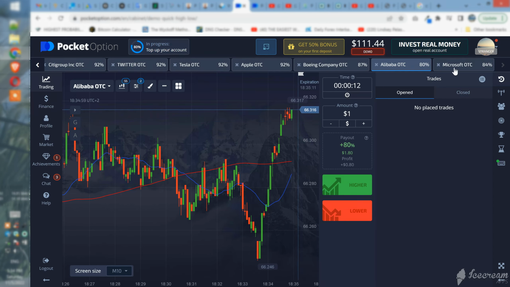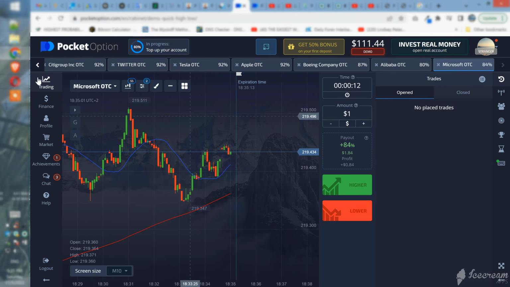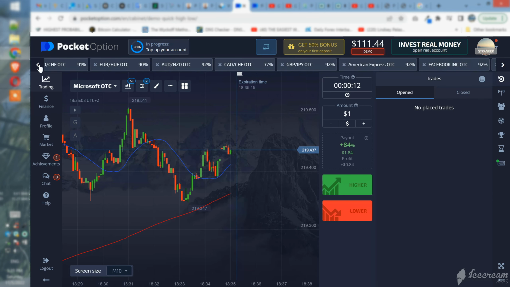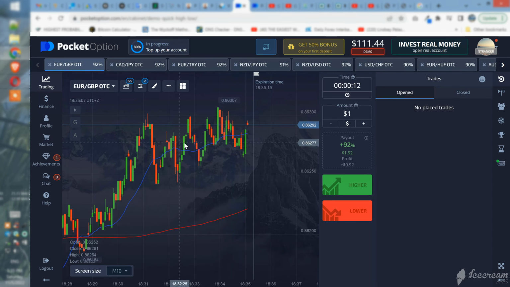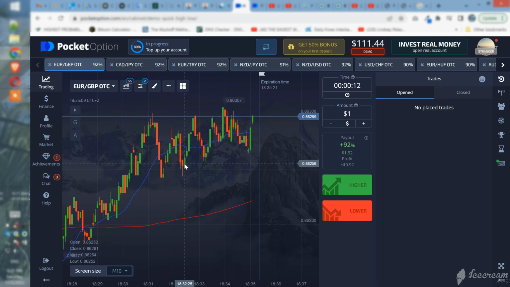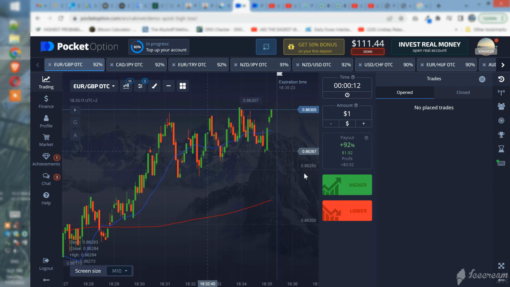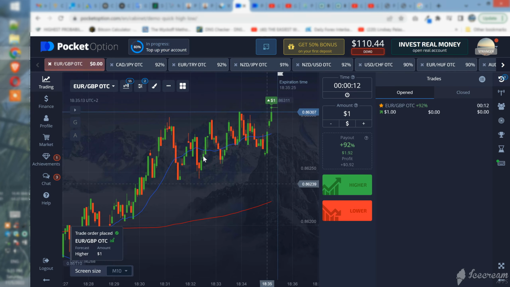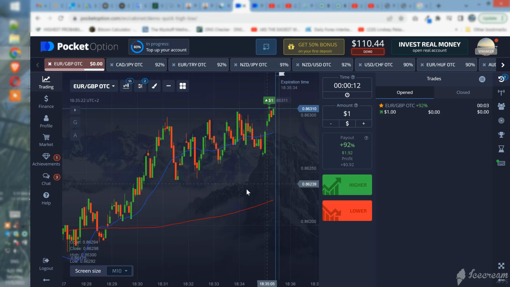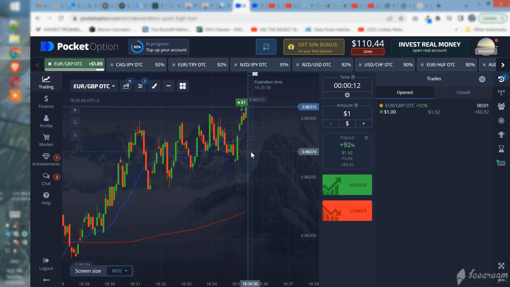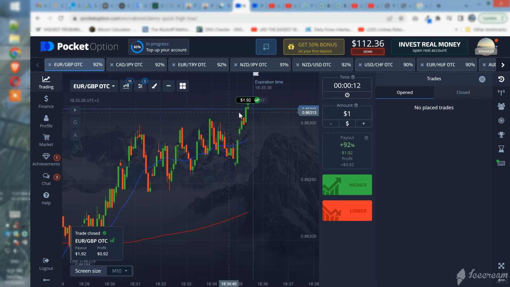So let's find some other trade. Some nice breakout. Maybe this one is about to break. Yes. Opened a higher trade, and now we have 12 seconds for it to go up. As you can see, nice profit again.